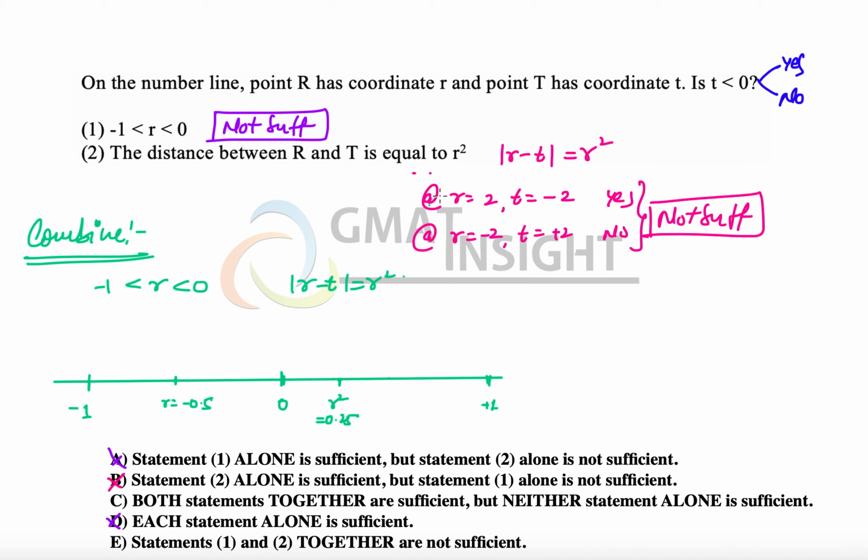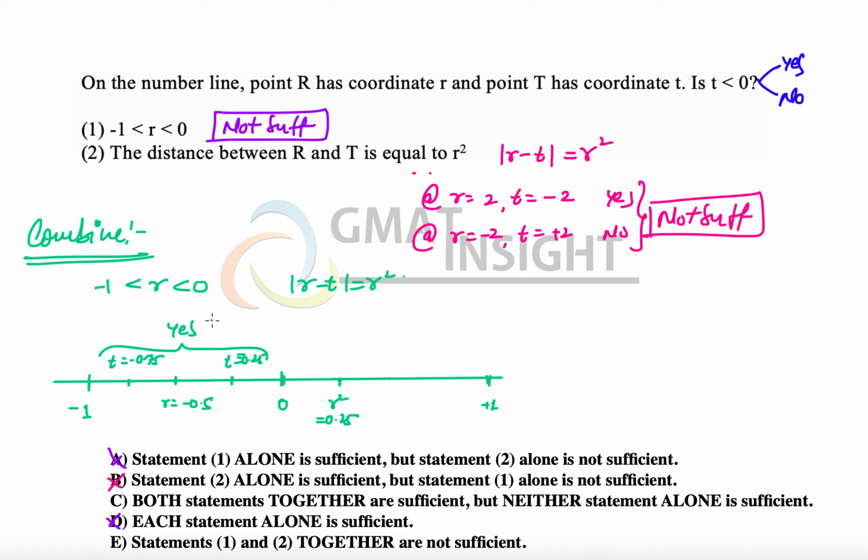Now it says that the distance between R and T is equal to R square. Now R square is 0.25 and the distance between R and T has to be 0.25. That means either T can be equal to negative 0.25, or T can be negative 0.75, but in both the cases T is negative, so the answer to the question is yes.